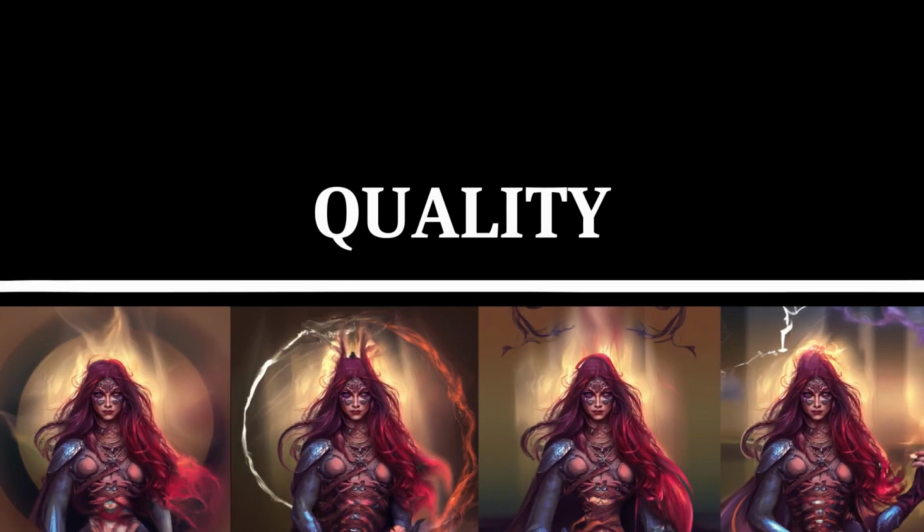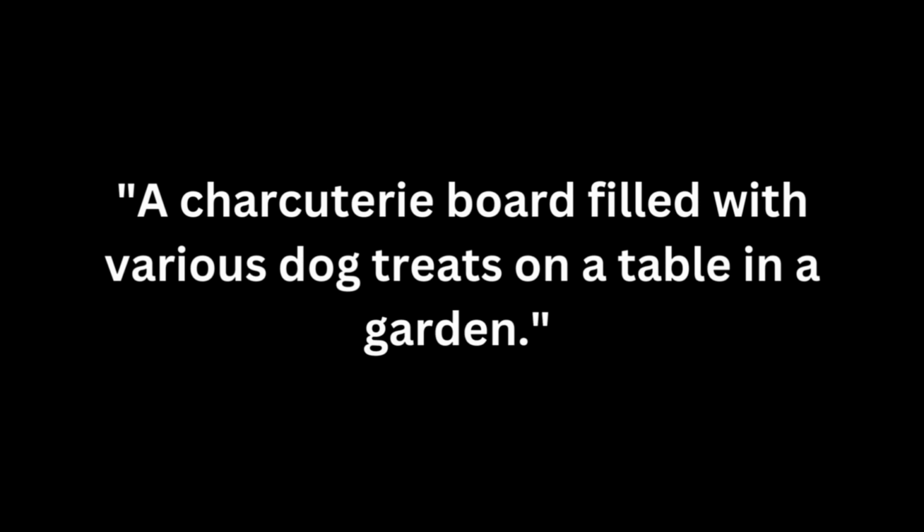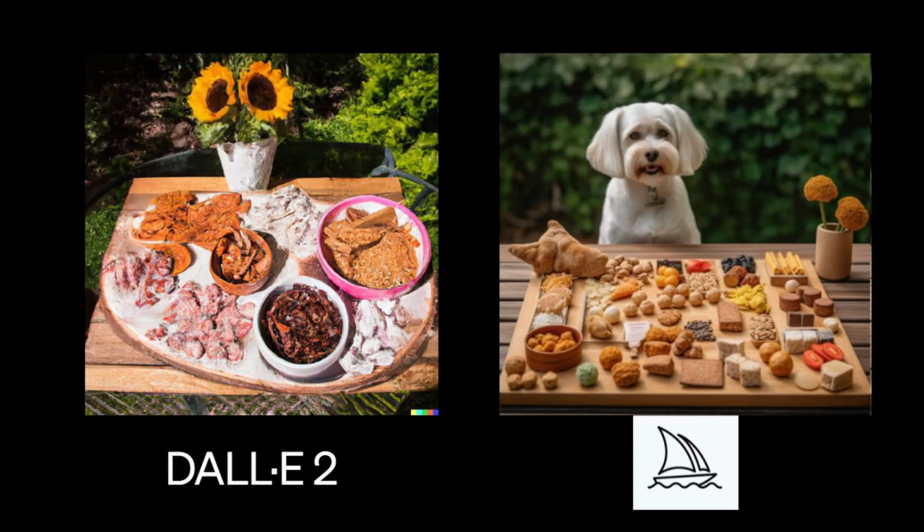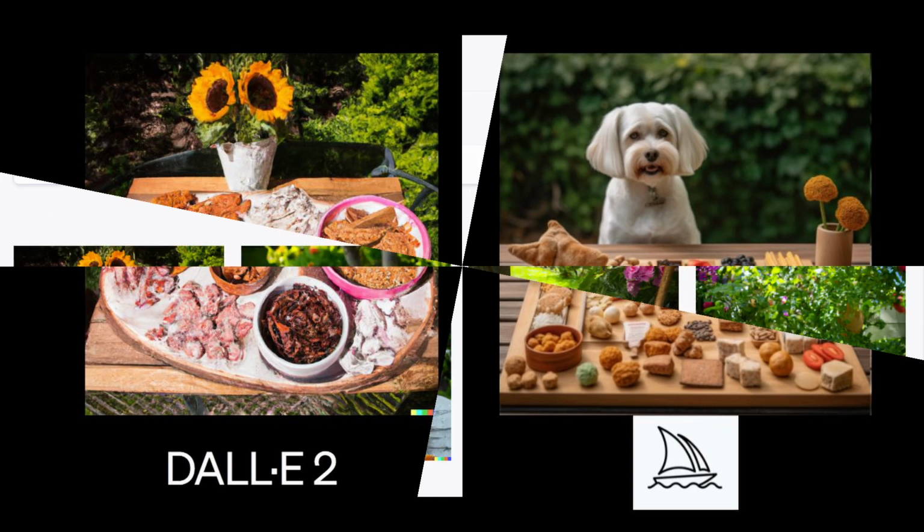Quality. Let's compare the quality of work by generating an image. The prompt is a charcuterie board filled with various dog treats on a table in a garden. We will generate this image with both Dall-E 2 and Midjourney. And that's it. We have generated 2 images, one with Dall-E 2 and one with Midjourney. Let's take a look at the results.